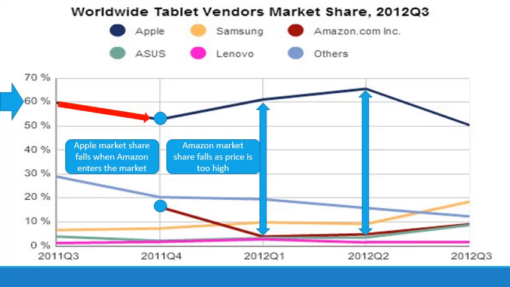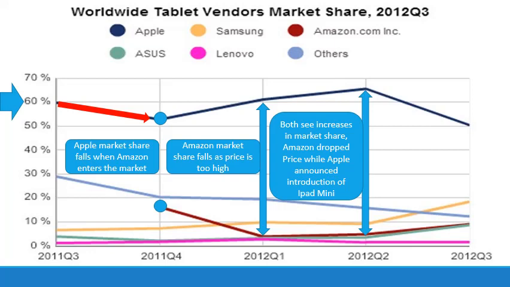Now, by second quarter of 2012, so this is the spring, you notice Apple's market share has increased, while Amazon's market share has very, very tinily increased some. So both see increases in market share. Apple dropped the price, Amazon dropped price, while Apple announced the introduction of the iPad mini. So they see a significant increase. Amazon sees a very tiny increase in market share, but they're still hanging in.